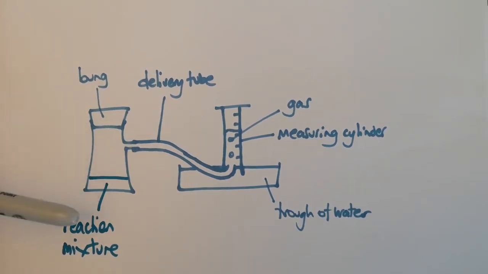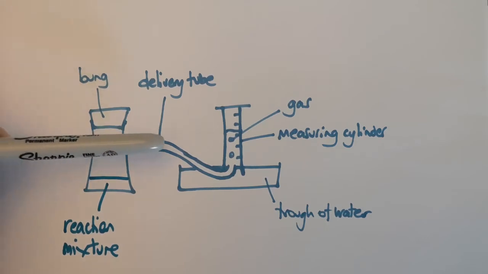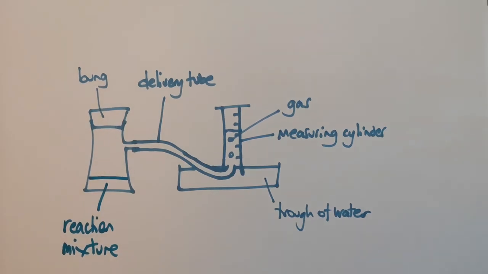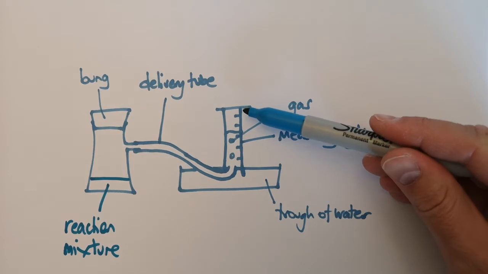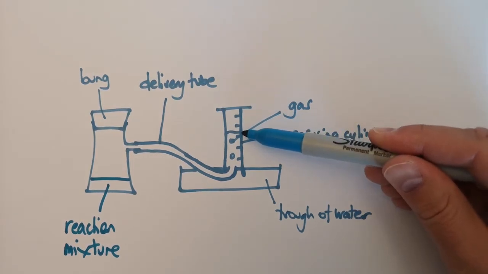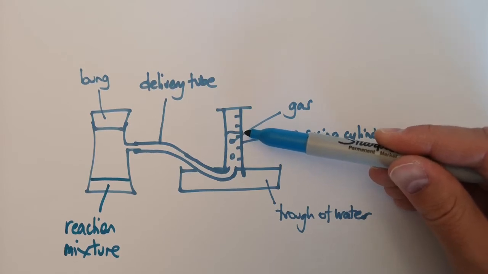Here we have a conical flask with a reaction mixture. It's sealed at the top to allow all of the gas that's produced to be diverted through this tube into a measuring cylinder that is upturned and filled with water. As the gas is produced, the gas displaces the water, and then we can measure how much gas has been produced every 10 seconds, 20 seconds, and put that on a graph.